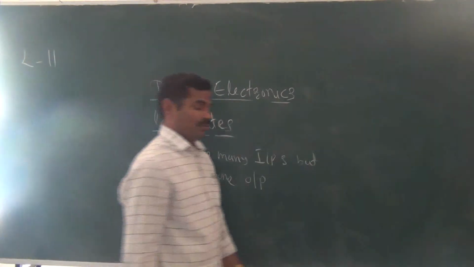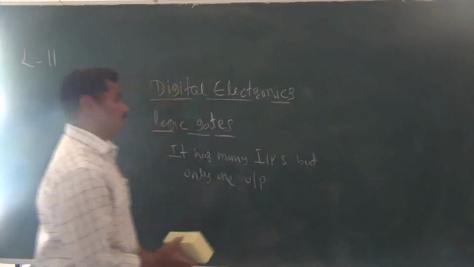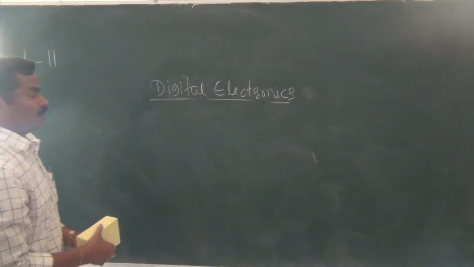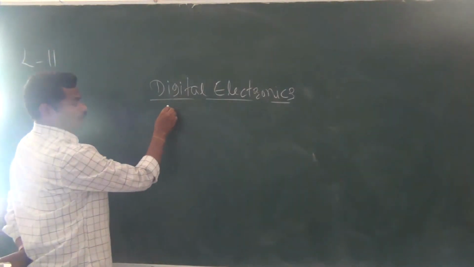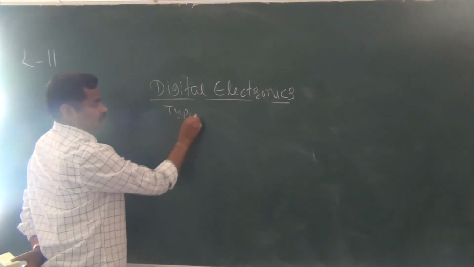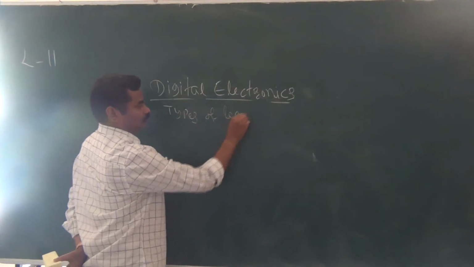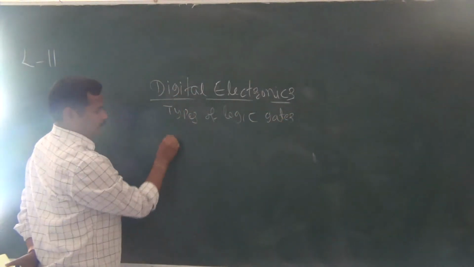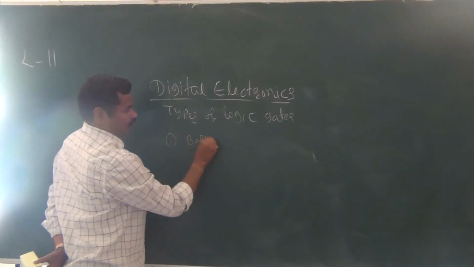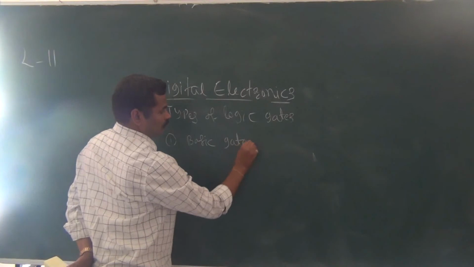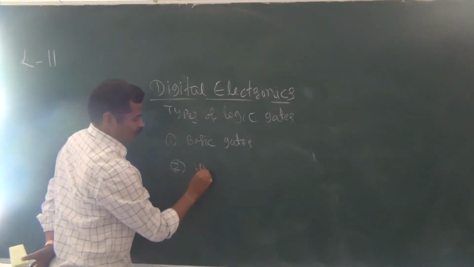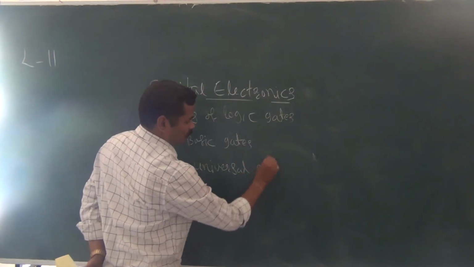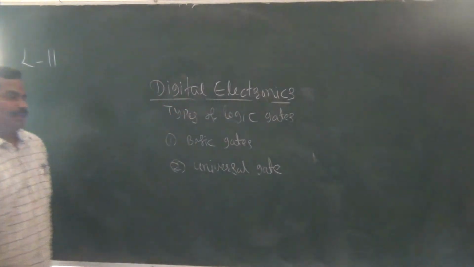We are studying types of logic gates. One is basic gates, and the second is universal gates. We will go in detail about what basic gates are and what universal gates are.